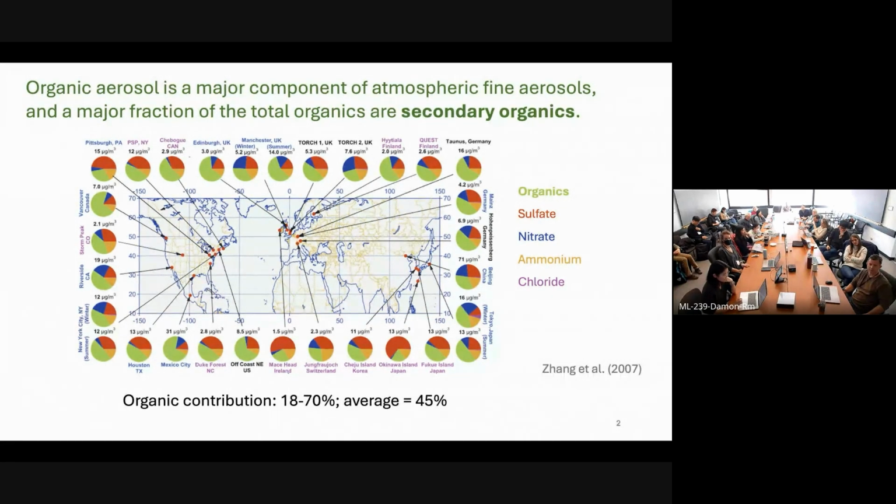They found that organics contribute 18 to 70% of the total fine aerosol mass in the northern hemisphere at these stations. This gives an average of 45%, so almost half of the aerosol mass. They have also found that a large portion of the organics are secondarily formed.